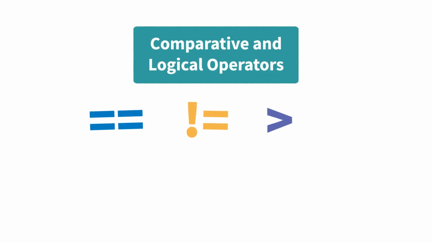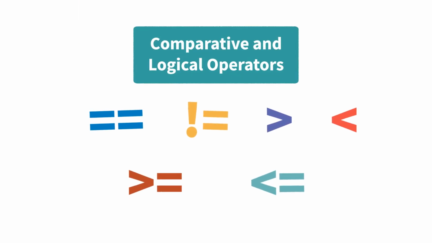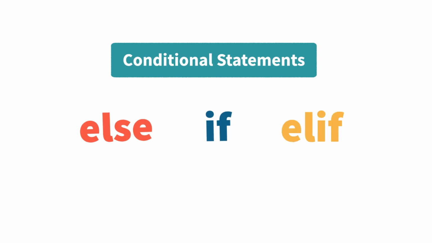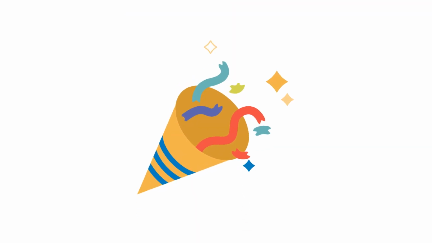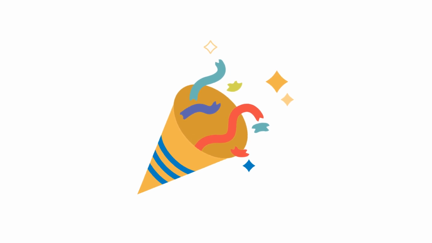We talked about comparative and logical operators, and even had fun with conditional statements, else, if, and elif, the functions that help us make decisions. Lastly, we learned about the iterative statements, the for and while loops. And that's it! Now you're fully equipped with a beginner's knowledge of Python.